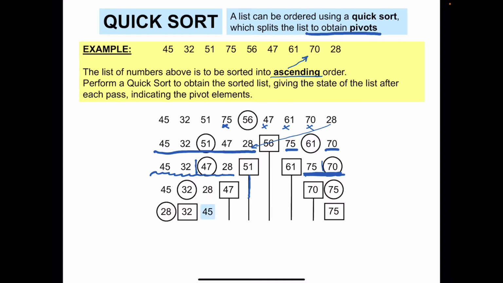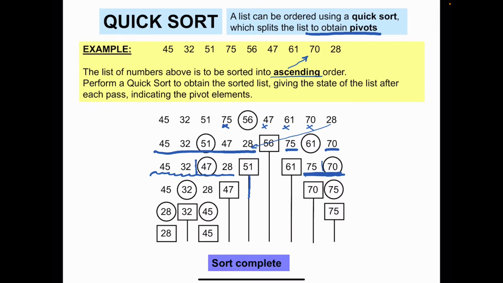And the same is with 45. There is no number to be compared, and that's why they are all pivots now. 28, 32, 45, 47, 51, 56, 61, 70, and 75. That means they are in order from the smallest one to the biggest one in ascending order.